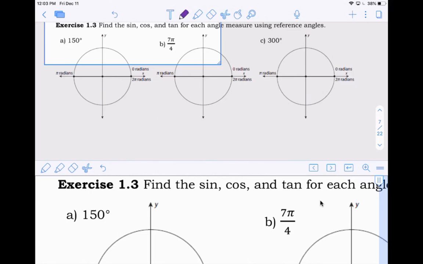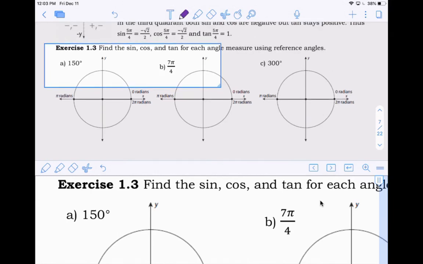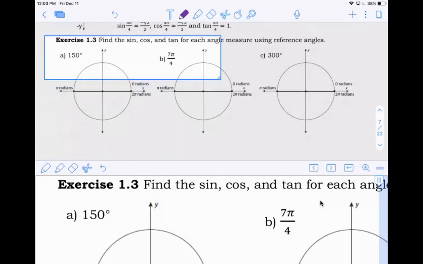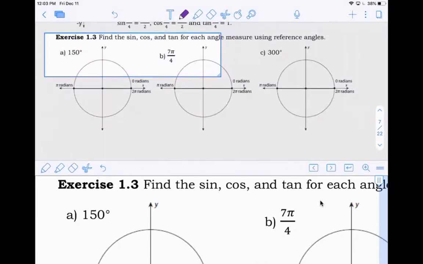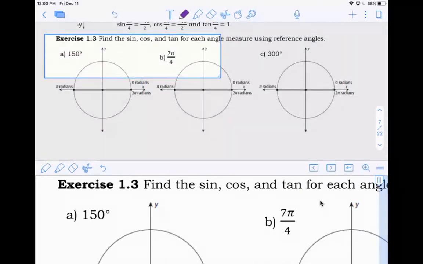All right. In this one, they're asking us to find the sine, cosine, and tangent for each of the following reference angles. We see one of them, 150. That's going to be in quadrant 2. 7 pi over 4 we'll have to convert. And 300 is going to be in quadrant 4. 225 is in quadrant 3. So we have a couple examples, one from each of the other quadrants that's outside the first one, okay?